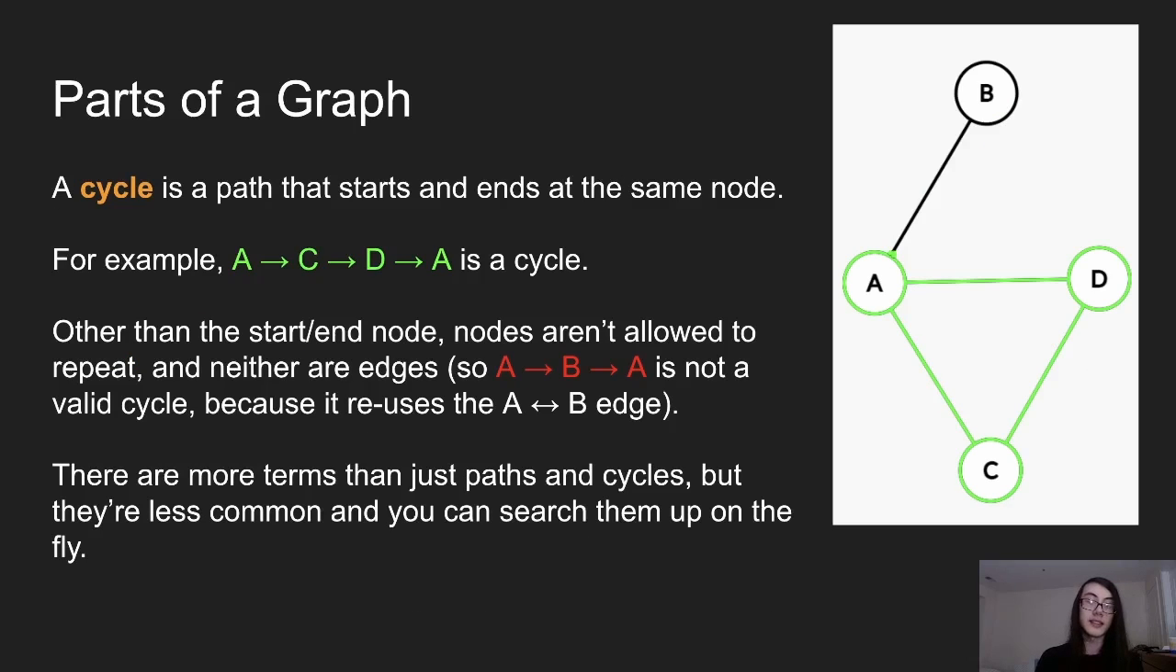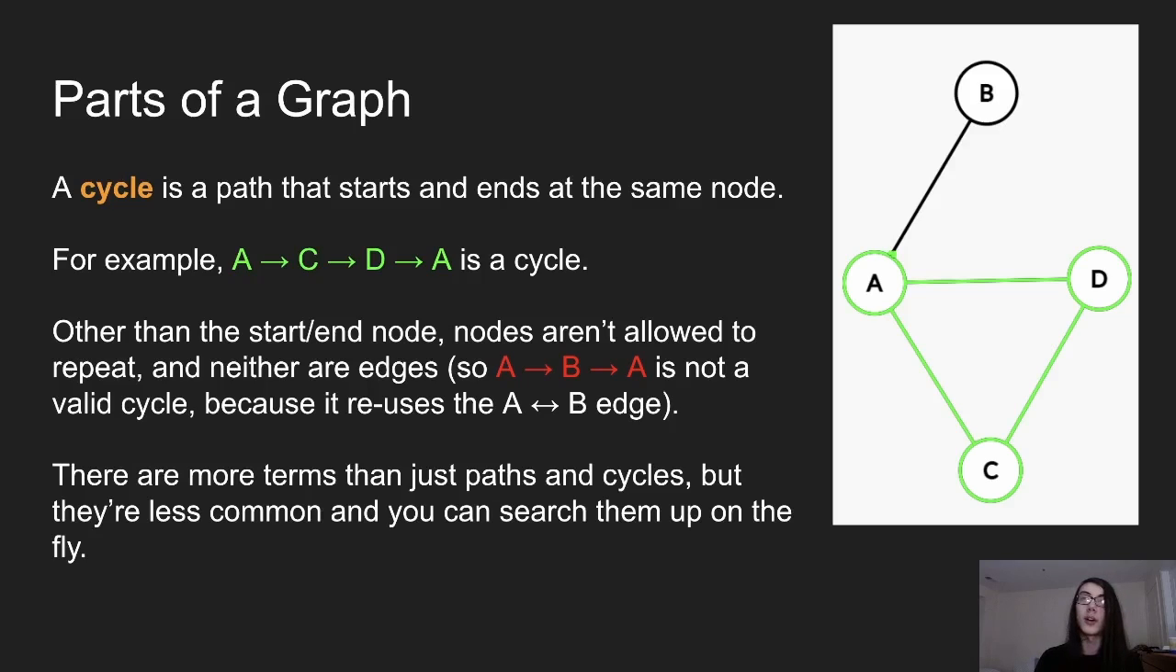Similar to a path, a cycle is a path that starts and ends at the same node. Except for the start and end nodes, nodes are still not allowed to repeat, and neither can edges. So A to B to A, for example, is not a valid cycle because it uses the A to B edge twice.